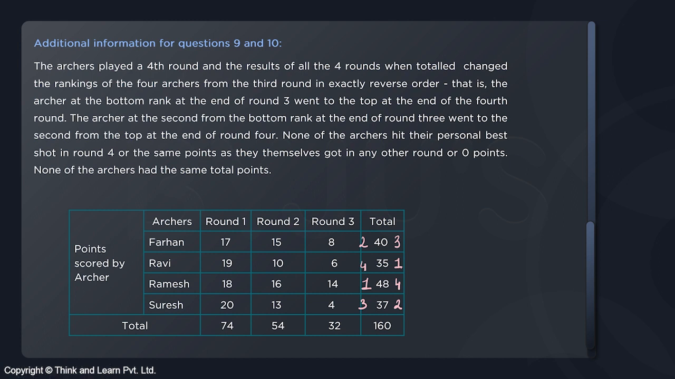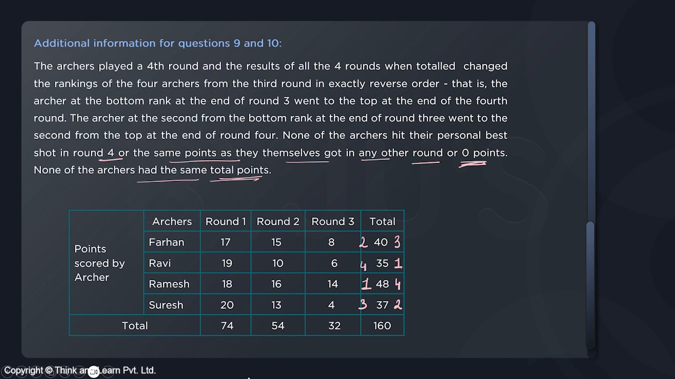This has happened. And it says none of the archers hit their personal best shot in round 4, or the same points as they themselves got in any other round, or 0 points. So they did not score the same score as they got in any other round. They did not go past their maximum score, and they did not score 0. None of the archers had the same total points. So the same total points were also not there.